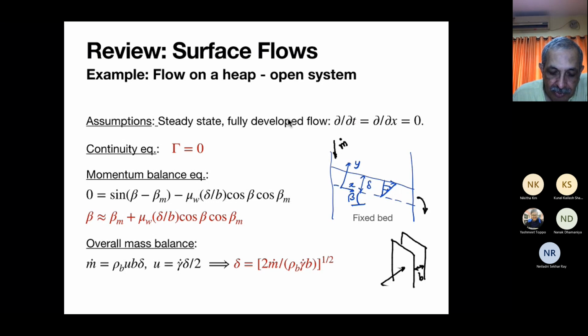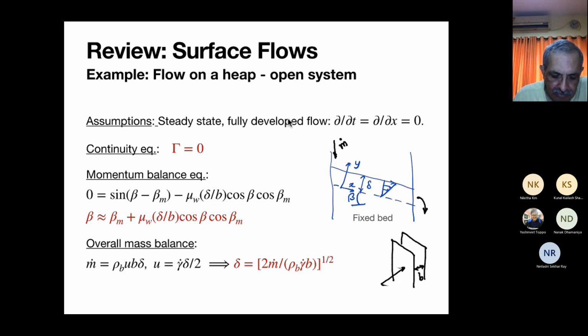So for this problem, if you look at the continuity equation and put del by del t and del by del x equal to 0, then the entire left hand side is 0 and you will get gamma is equal to 0. So there is no deposition as expected, because obviously at steady state the interface will remain where it is. And then again, for the momentum balance equation, the left hand side is equal to 0, so you just get this.